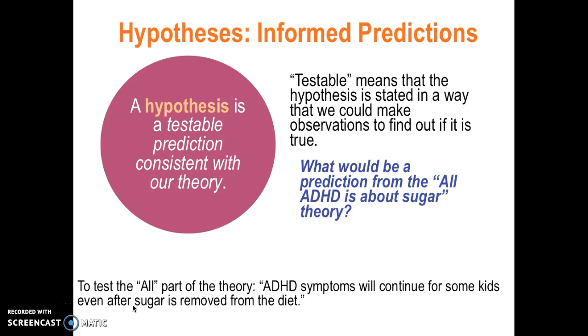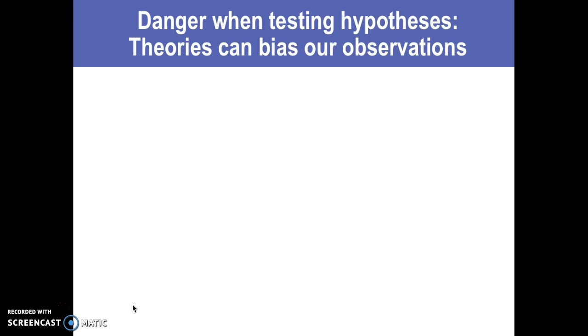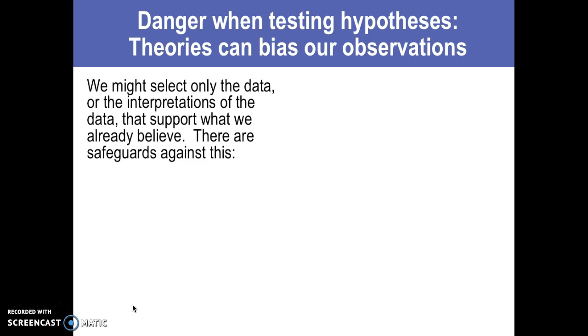All right. So, let's discuss some dangers when we're testing our hypothesis. Some of our theories can bias our observations. When we're looking at our observations, we might only select the data that supports what we already believe. And there are some safeguards against this that we are going to discuss.